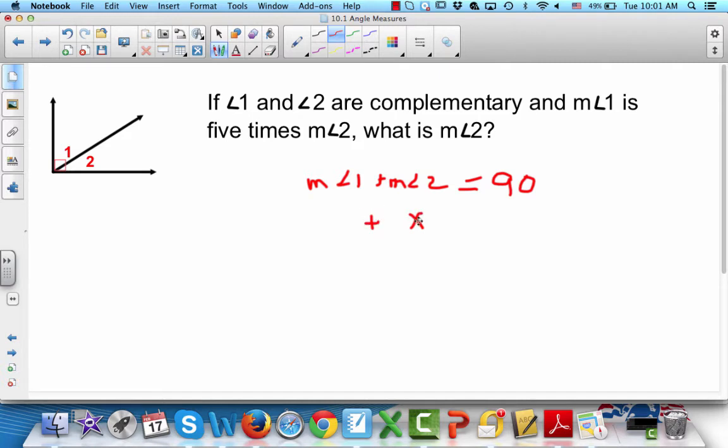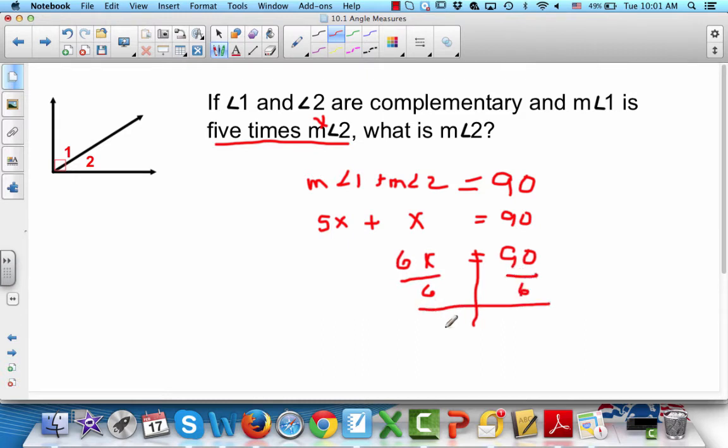So if angle 2 is x and angle 1 is 5 times angle 2, then it would be 5 times x. So angle 2 is x, angle 1 is 5 times x. And you add them up and you get 90 degrees. 5x plus x gives you 6x equals 90 degrees, and then we solve this, divide by 6, and we get x equals 15. So what is angle 2? Angle 2, remember, is x, so angle 2 is 15 degrees.